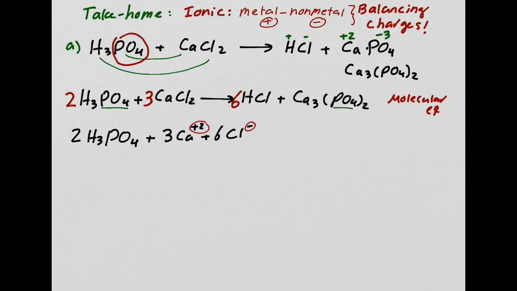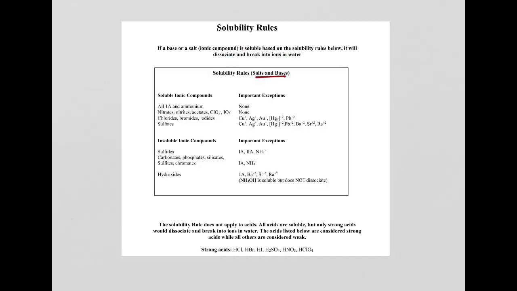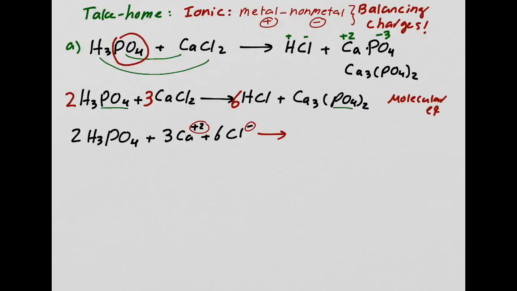Now next part. I have hydrochloric acid. It is an acid, so I don't look at the solubility rules. Strong acid or weak acid? This is a strong acid. So this is going to completely break up in water. So I break it up into 6H plus and 6Cl minus because I have 6 hydrochloric acid.